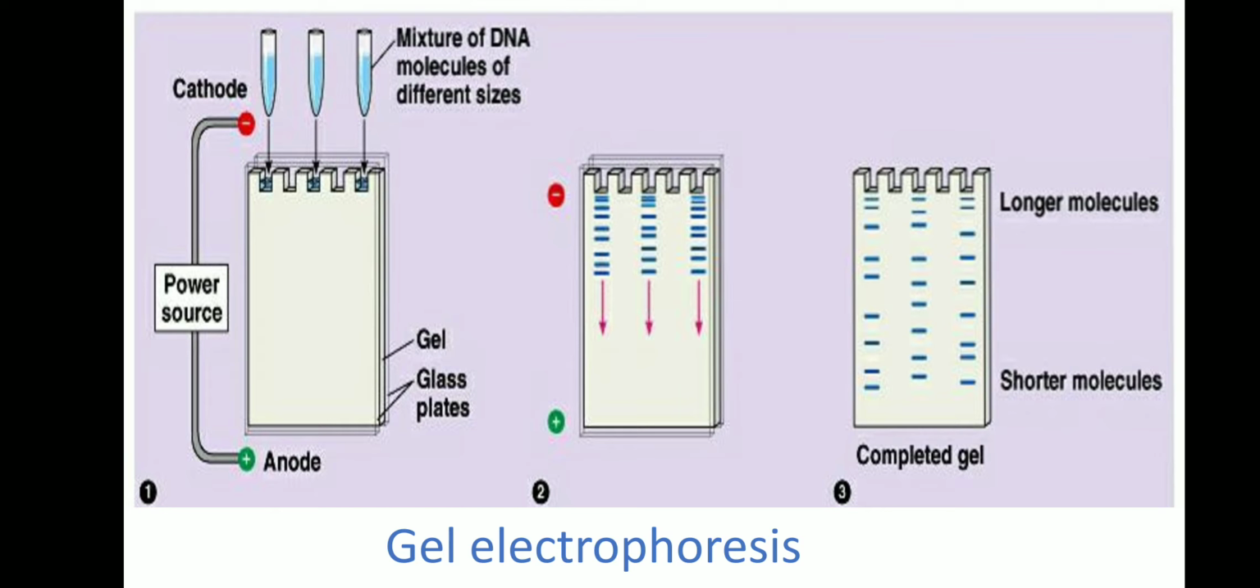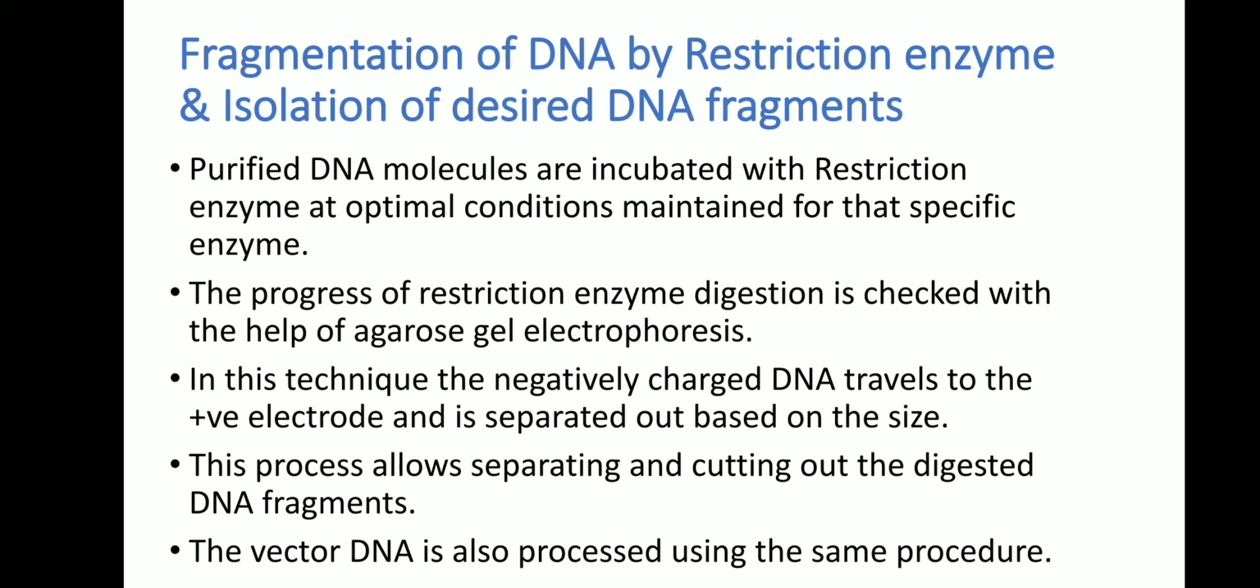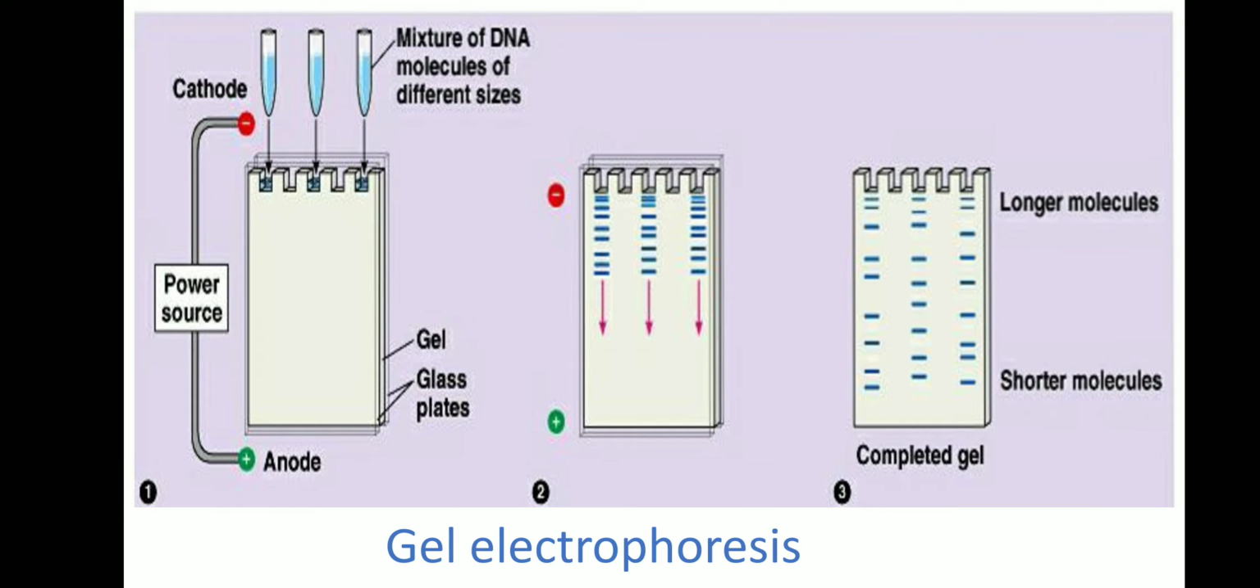So why do we need gel electrophoresis in recombinant DNA technology? Because with the help of restriction enzyme, the DNA is fragmented into different sizes. So we need to isolate a specific desired DNA for the recombinant DNA technology process. So we need the gel electrophoresis process to separate the DNA based on their size and find out a specific DNA for the use of recombinant DNA technology.